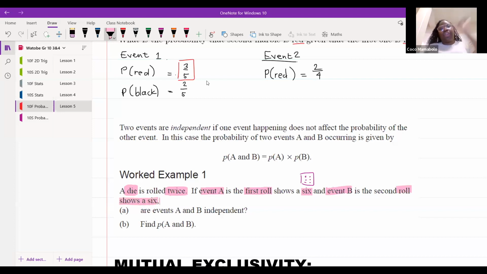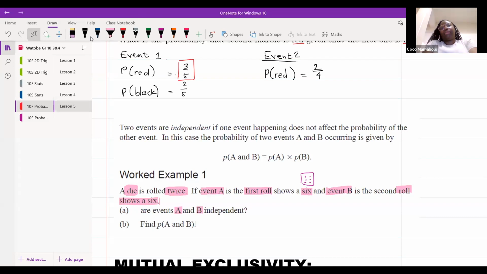Now, let's answer the first question. Are events A and B independent? Is it dependent or independent? And I want somebody to please put up their hands and explain to me, why is it independent? Sinako, yes. Sinako, why is it independent?